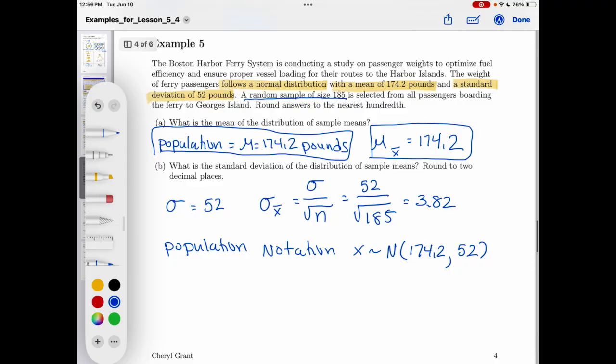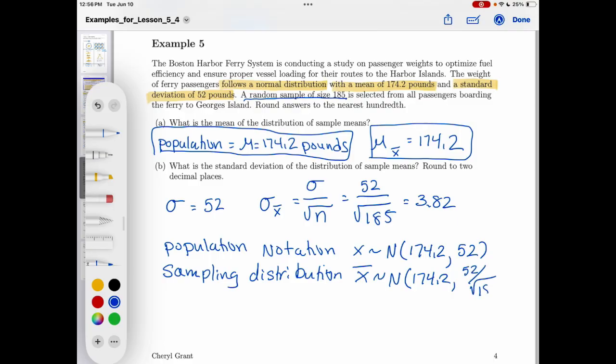When we're talking about the sampling distribution, so we're talking about the averages now, our notation is going to look like this. X bar, normal, N for normal, and then the means are the same. And our standard deviation is going to be 52 over the square root of 185. And then you can round that, as we did here, as 3.82.